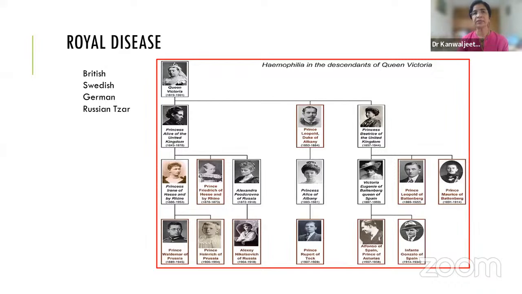It's also known as the royal disease. Queen Victoria was a carrier of hemophilia B and passed it on to her descendants. Besides the British Empire, the Swedish and German royal families, and Russian czars have also suffered from this royal disease.